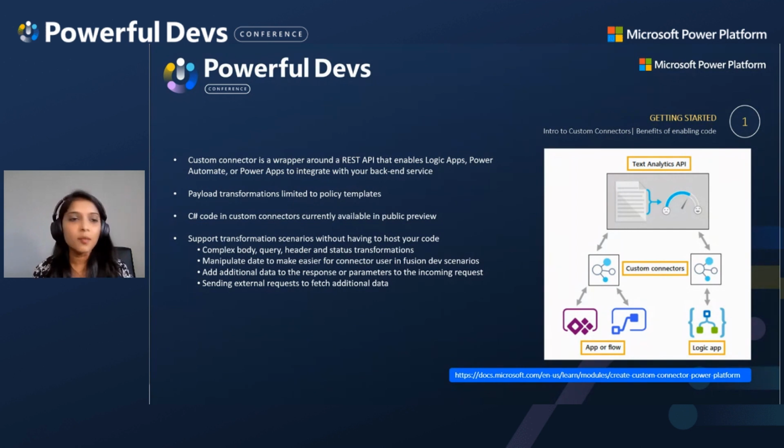And you're not limited to that. You can also send external requests to fetch additional data. Now, the good thing about this, especially in the case of Fusion Dev scenarios, is that you are masking all of that and abstracting it away from your business users. So it makes it really easy for you, being a code-first dev, to wrap all of that into a custom connector and then make it easy for your business users to consume it.